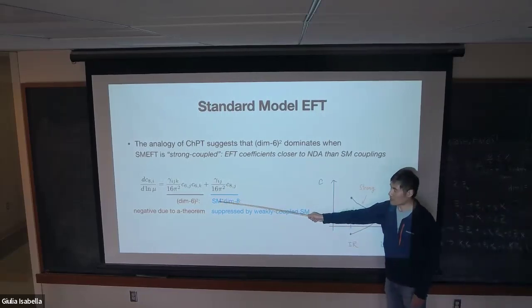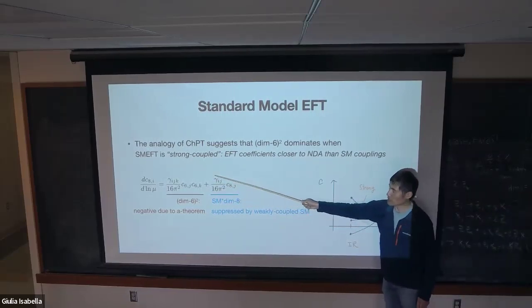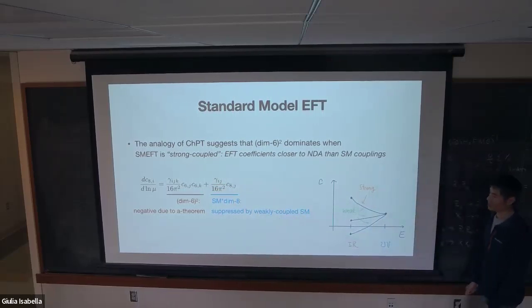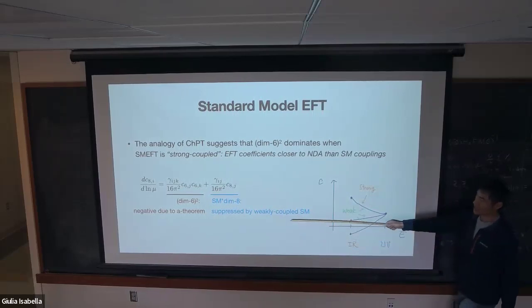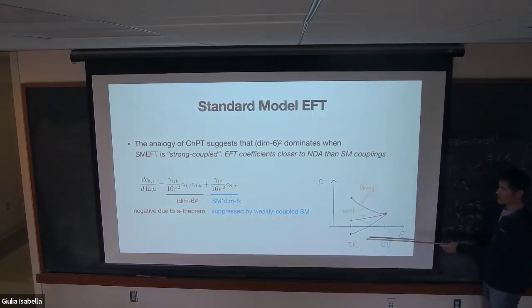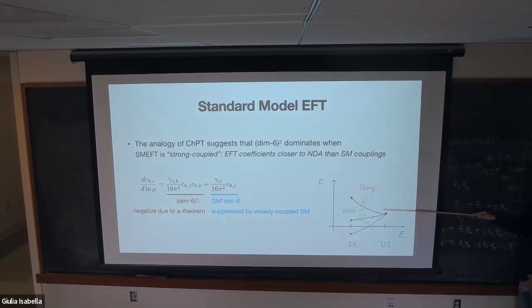In the sense that if the standard model coupling is relatively weak, then this term is suppressed by this weakly coupled standard model. And therefore, the RG is dominated by the first term, which goes in this way. So this is the direction of RG if the new physics is strongly coupled. But if it's a weakly coupled model, we don't really have control of the sign. It can go either way. It may still be negative but stay positive, or it's negative in a way that would literally cross zero.